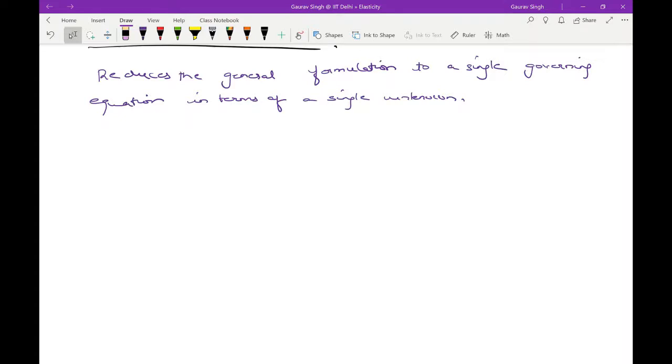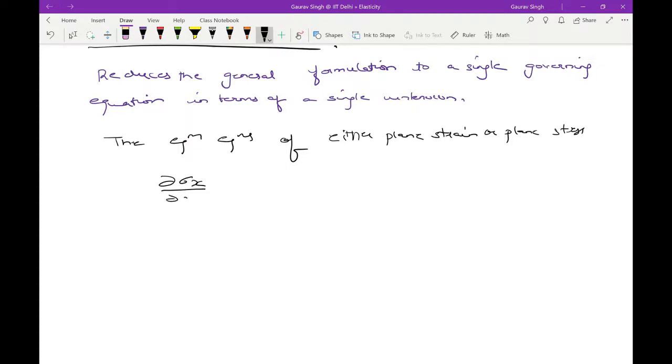So look at the equilibrium equation of either plane strain or plane stress. They are actually the same equation, but if you want to write the equilibrium equations of either plane strain or plane stress, how do they look? Please check whether this is correct.